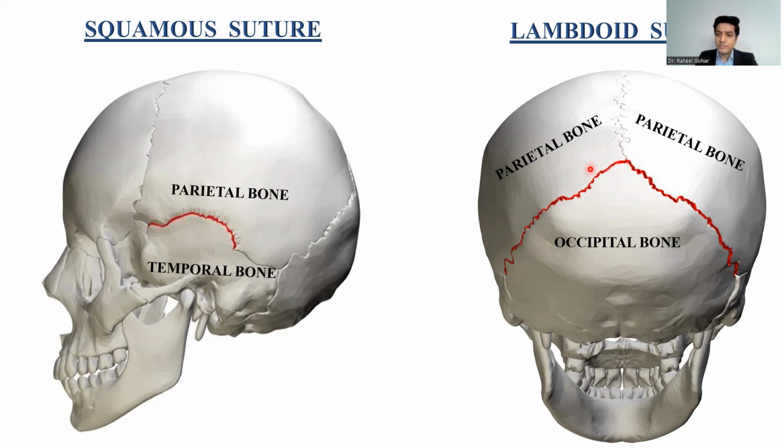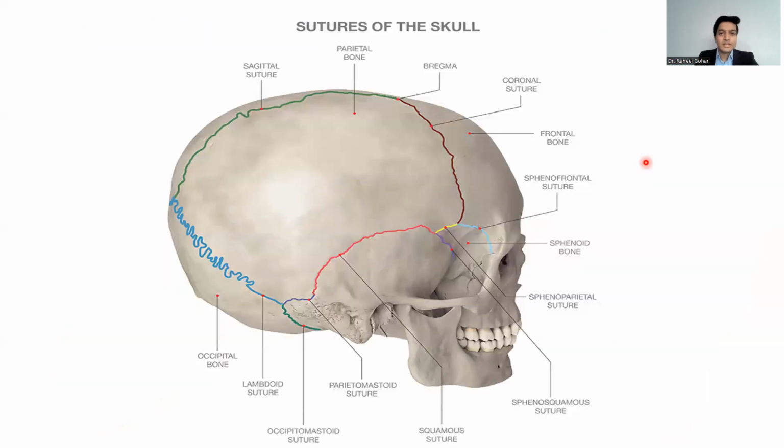Then this is a very important suture here. It is a V-shaped structure. It is known as the lambdoid suture. And this lambdoid suture is in between the occipital and the two parietal bones. This lambdoid suture is meeting here with the sagittal suture, and this point of meeting is known as lambda. So in this picture you can see all the sutures together. It is very important. Then we will move towards our craniometric points.